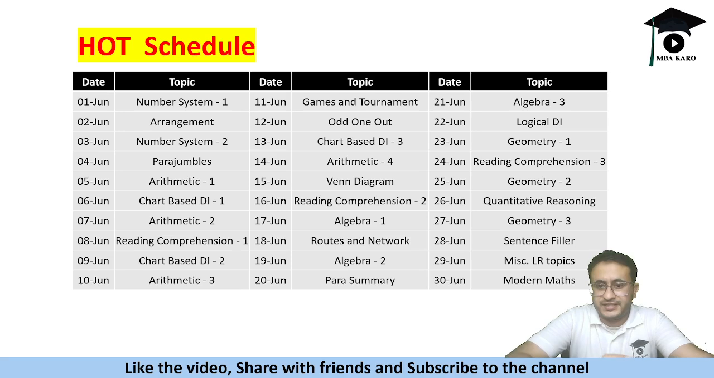And this is going to be the schedule for these classes. This is a 30-day course, in which every day we have a class schedule at 12 p.m. The first class was on number system, today's class is on arrangement, and this is going to be the schedule. You can save the schedule and watch those classes accordingly.